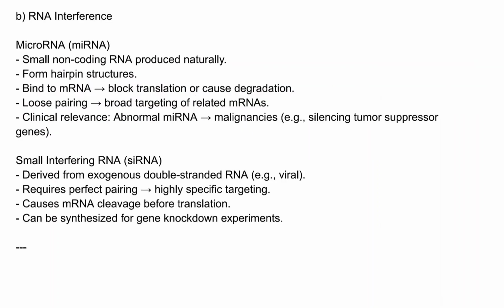Now we will discuss RNA interference: microRNA, or miRNA, and small interfering RNA. MicroRNA is a small non-coding RNA that is produced naturally. It forms hairpin structures in the cell and binds to mRNA. It binds to mRNA and blocks translation or causes degradation. Due to loose pairing of miRNA, it is used for broad targeting of related mRNAs.